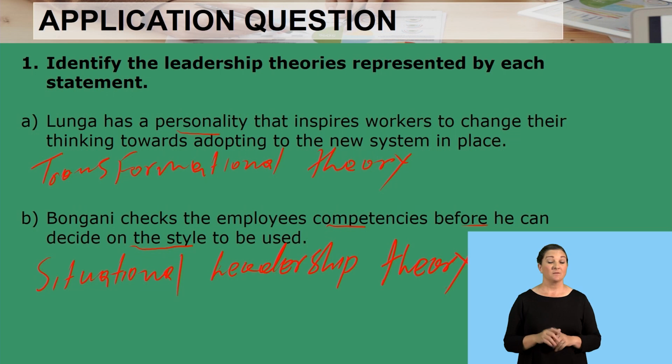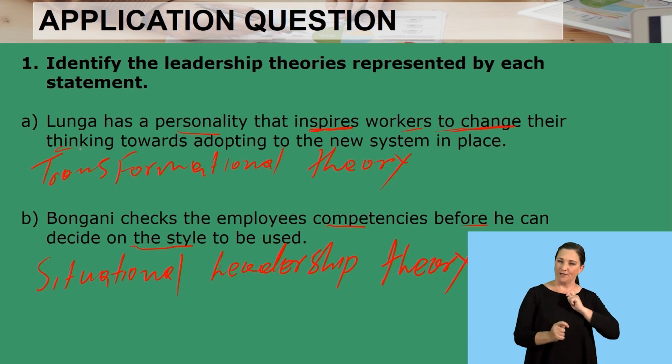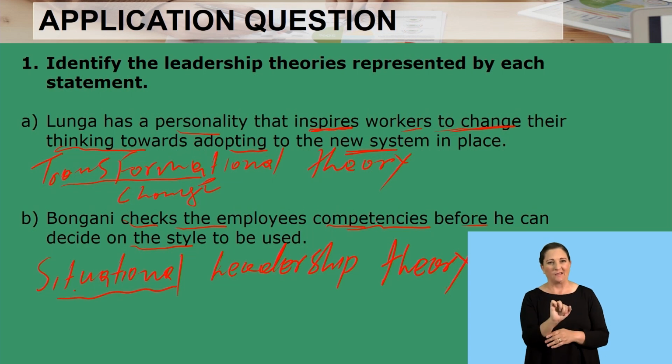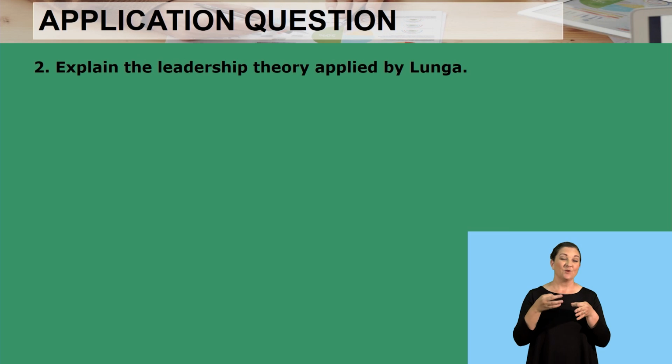Remember, we saw the keywords there: inspire workers to change their thinking towards adopting the new system. So transformation has to do with change, obviously. Then Bongani, who checks employees' competency, this has to do with checking the situation to say, is my worker or are my workers competent or not? Then explain the leadership theory applied by Lunga.